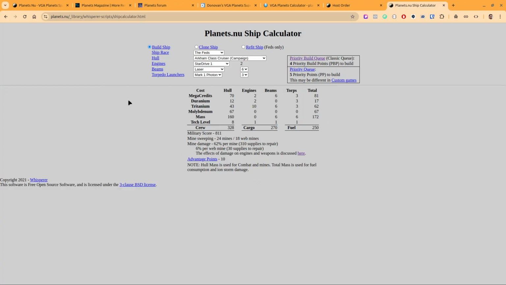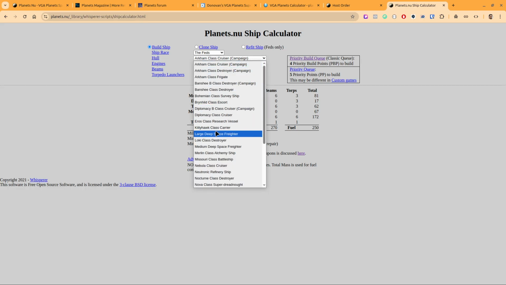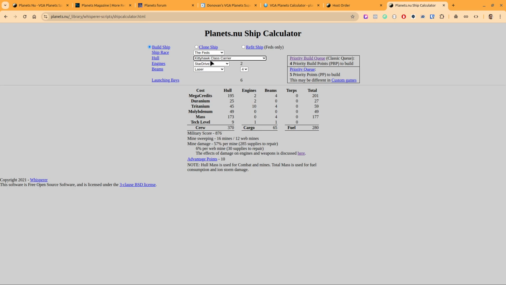It looks a bit different. But here you can, for example, say, I am the Federation and I am going to build a Kitty Hawk class cruiser, and it has Nova Drive 5 and blasters, and I would like to know the military score. Why? Because the military score is also displayed for every race, and if a guy only builds one ship, let's say he is a Fed player, and he built a ship which has a military score of 1290, I would find it out like this here.